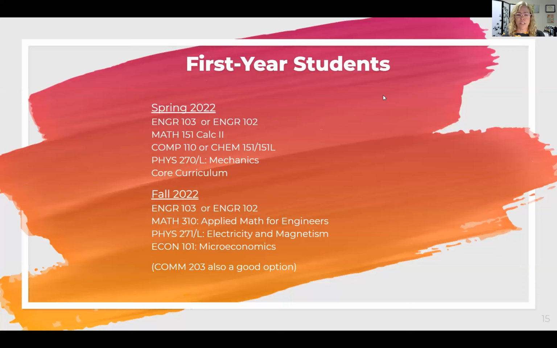If you're a first year student, just keep going. Engineering 103 or 102, the next calculus, taking Comp 110 or chemistry, and then also physics. Please keep on track. It's only going to help you in the future.